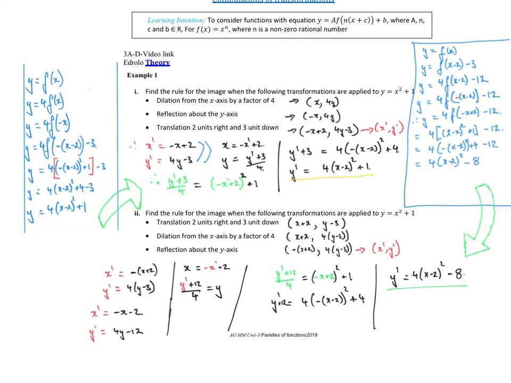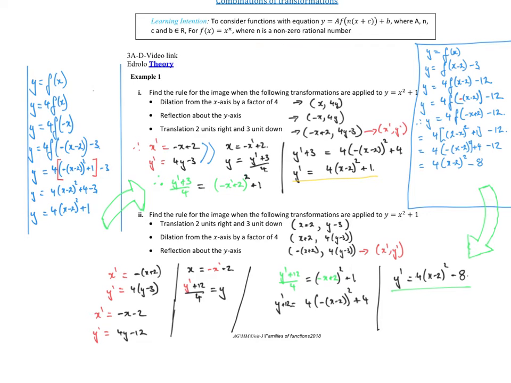Okay, so let's have a look at the combination of transformations. And as I mentioned, there are a couple of ways we can approach them. Let's firstly consider just the coordinate approach. Okay, so if we want to find the rule for the image applied, obviously there's our function there, y equals x squared plus 1.